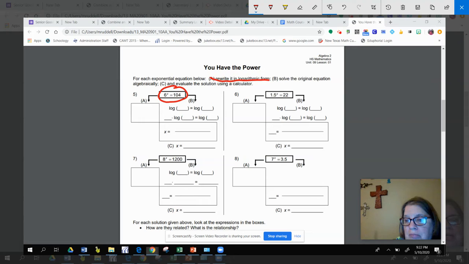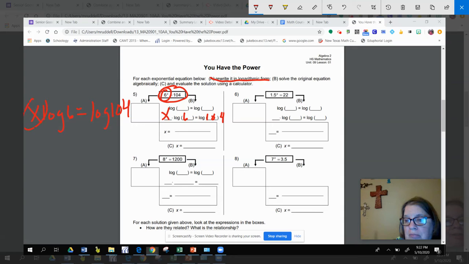Okay, remember that this x, that's the exponent, moves to the front. So you have x log 6 equals log 104. So what we did, this part, that x, that's the exponent, moved to the front. We log this side and log this side. Now, so what we really have is this: x times log 6 equals log 104.